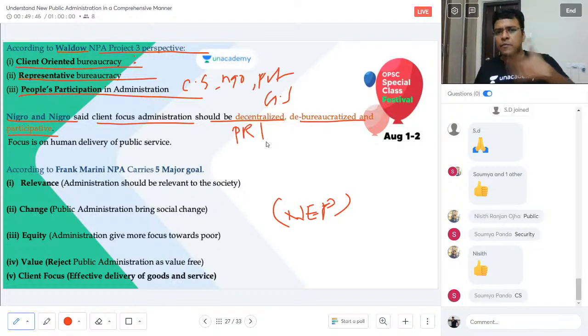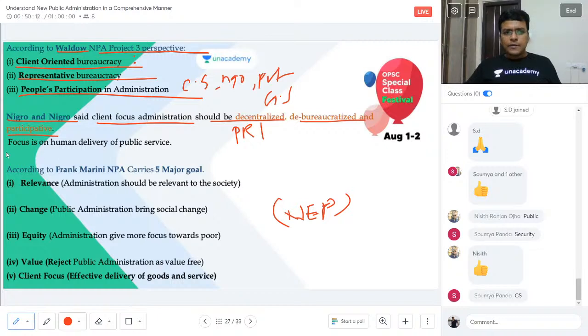PRI is a step toward decentralization. Debureaucratized means you should not be rigid and bureaucratic. And participative: you let citizens participate in administration. You let citizens participate in governance. Without citizen participation in governance, without administration being a flexible organization, the concept of client-focused administration is not possible.